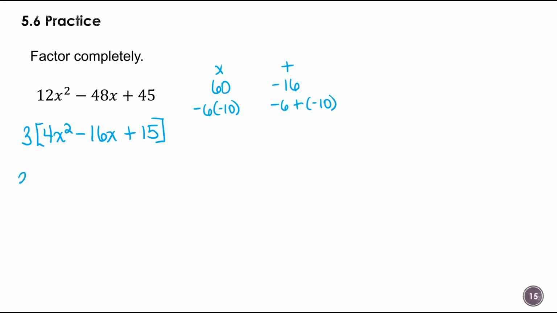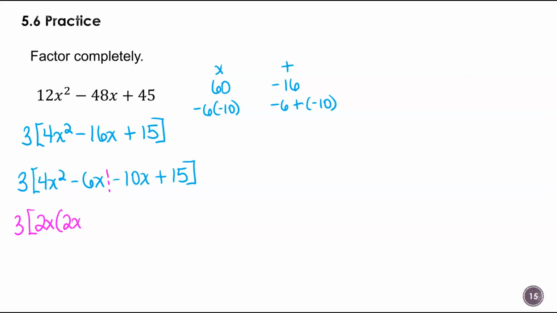And so let's replace that middle term with -6x, -10x plus 15. We're going to group and factor. Keep the 3, don't lose it, right? It has to be there. There's a common factor of 2x for the 4x squared and the -6x. So 2x minus 3. I have a common factor of 5, and it's a -5.